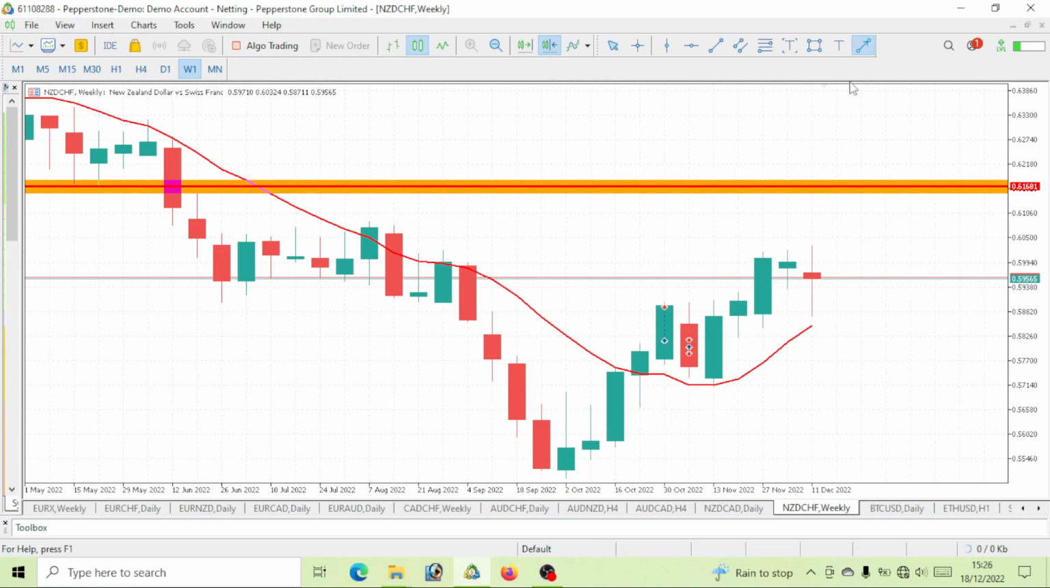And you can see that this price is also trading above our 10-period moving average. So still an indication that on this New Zealand dollar Swiss franc, we are on an uptrend. We are on a bullish move. So you should go ahead and go bullish on this New Zealand dollar Swiss franc.